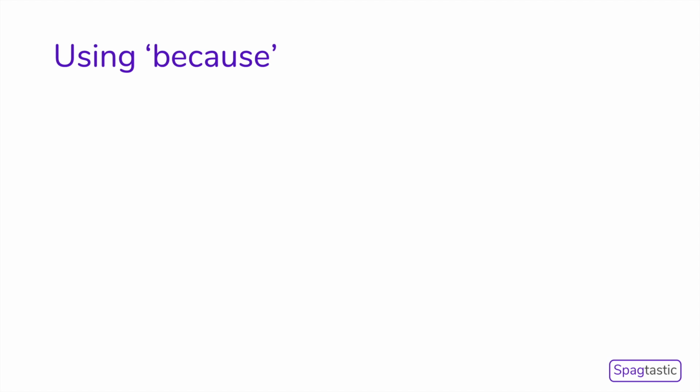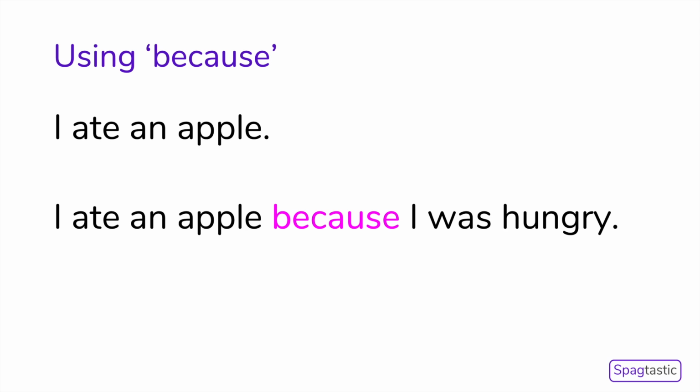Finally, we are going to learn about because. In the sentence, I ate an apple, this is a main clause and it makes sense by itself. We can use the subordinating conjunction because to add more detail. I ate an apple because I was hungry.